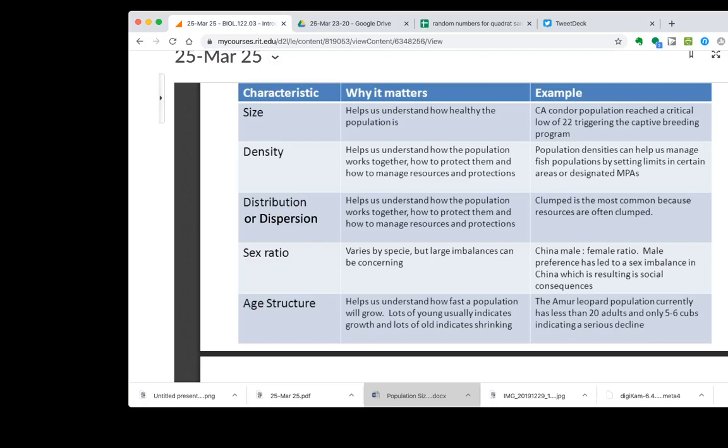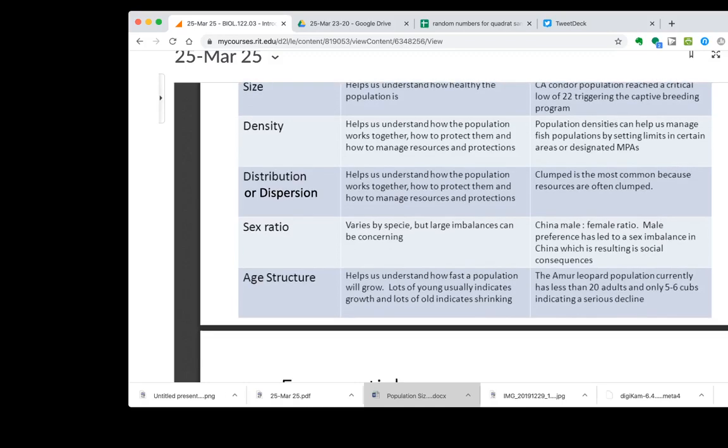Another really interesting characteristic of populations is the sex ratio. Many species have a 50-50 ratio, but some trend towards more females than males. Some species of fish actually have just one male in the population, and if that male dies, one of the females will become a male. That's really cool. In your book, they talk about China and the impact of different policies and how culture comes into play with that.